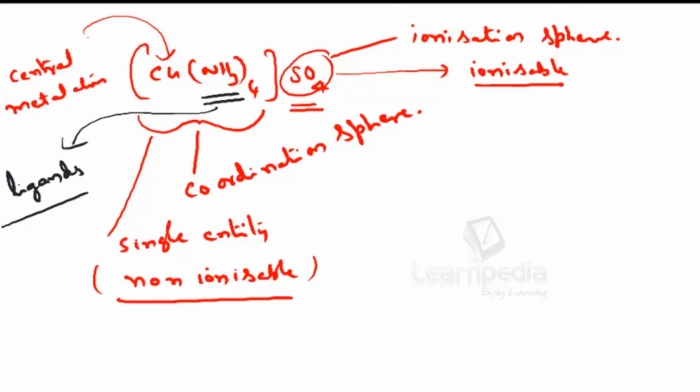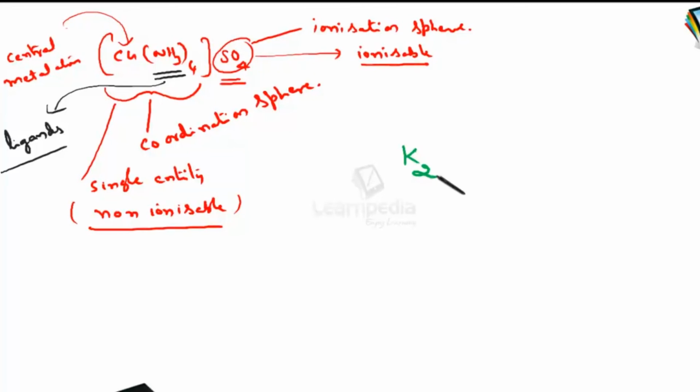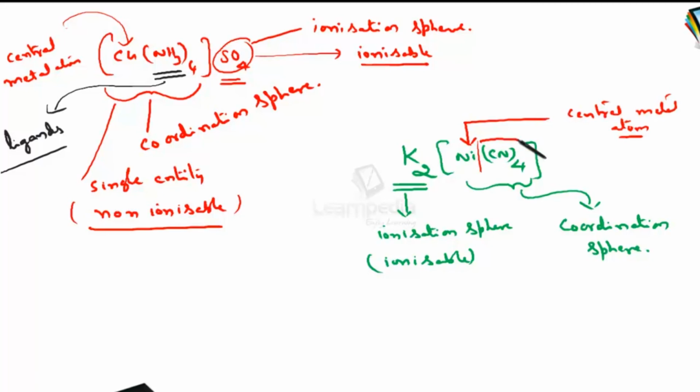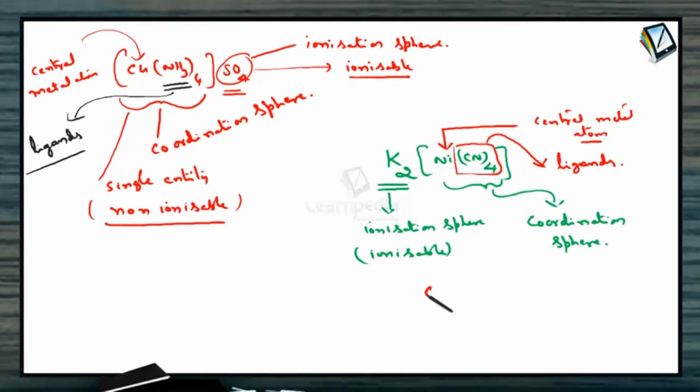This copper metal is the central metal atom, and these ammonia groups which are there, 4, are the ligands. Similarly, when we take another example as K2[Ni(CN)4], the potassium which is there outside the square bracket is the ionization sphere and is ionizable, whereas what all is present inside the square bracket is the coordination sphere, and this nickel is the central metal atom, and the 4 cyanide groups which are attached to the central metal atom are ligands, and there being 4 cyanides which are directly attached to the central metal atom, 4 is the coordination number.